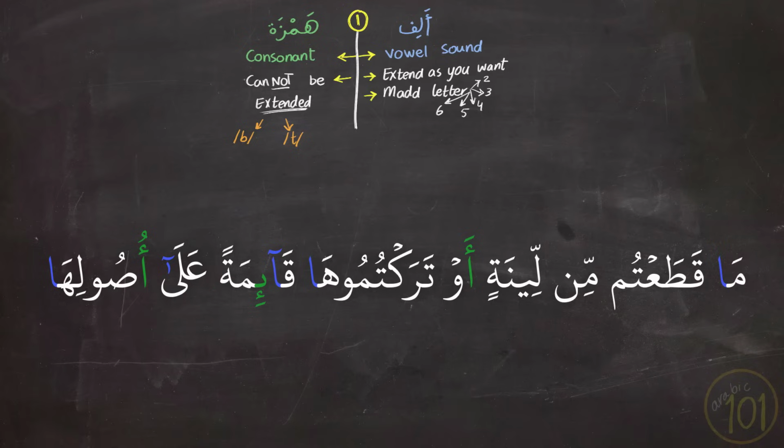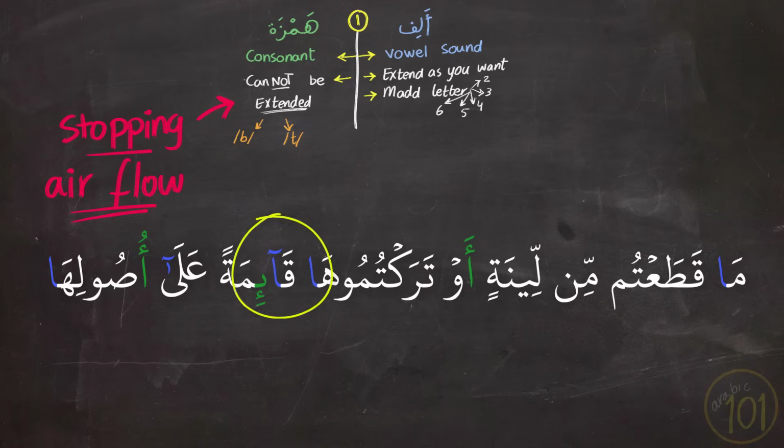So I may say ala usuliha, and I can also say ala usuliha. So the alif can be extended when necessary. But as for the Hamza, it cannot be extended since the nature of the sound itself comes from cutting airflow passing through your throat. So it cannot be extended.